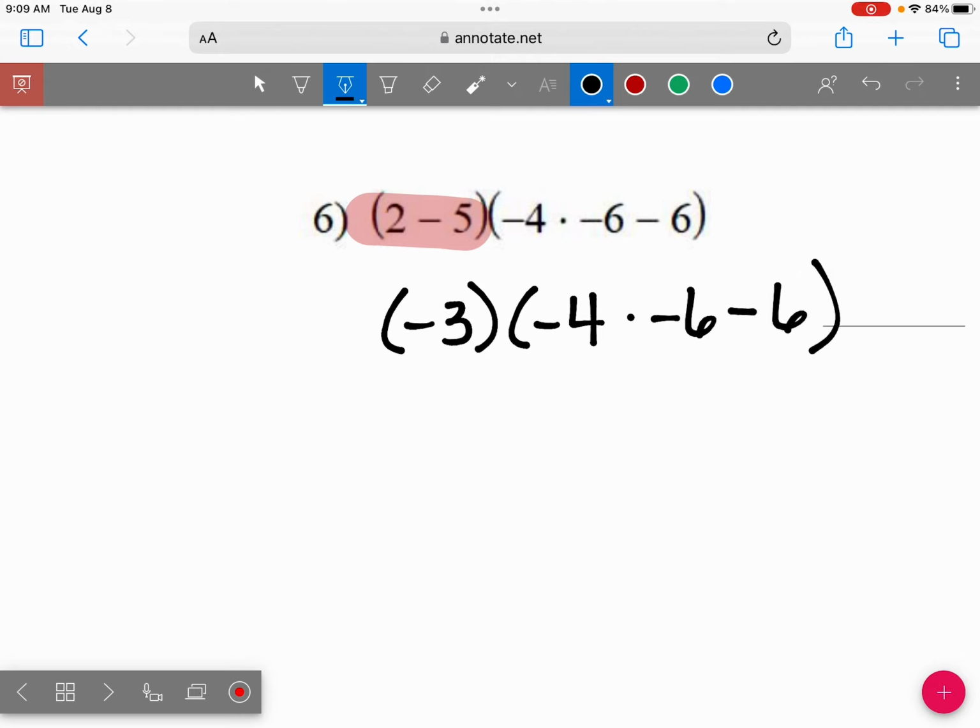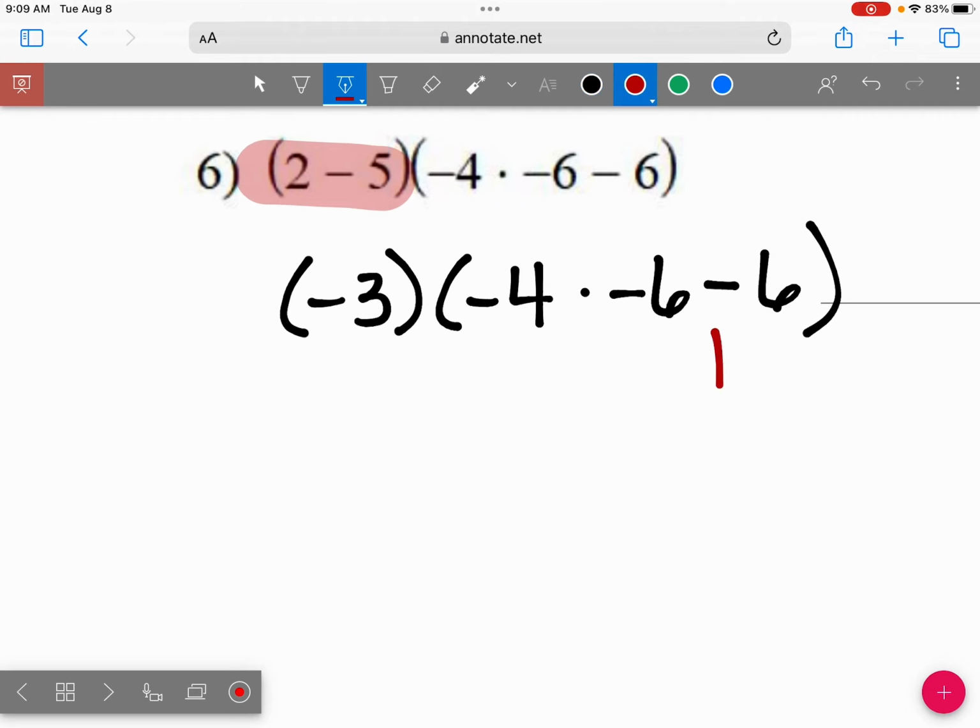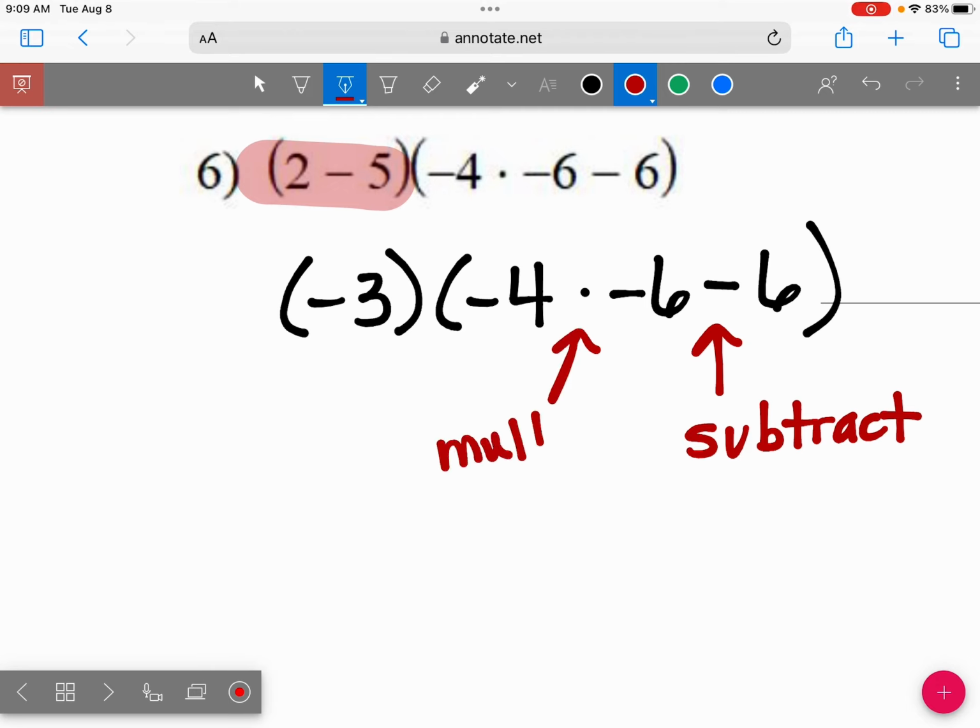So now inside of my parentheses, I have two operations. I have subtraction and I also have multiplication. Which comes first? Multiplication. So this is my next step. I'm going to multiply these two numbers that I have highlighted in green. So the next step would be to multiply.